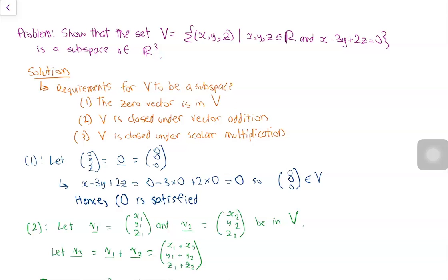So let's have a look at the first condition. Let x, y, z be the zero vector in R3, which is 0, 0, 0. Now x minus 3y plus 2z is equal to 0 minus 3 times 0 plus 2 times 0, and this is equal to 0. Since it's equal to 0, it follows that the zero vector is inside V. This means the first condition is satisfied.